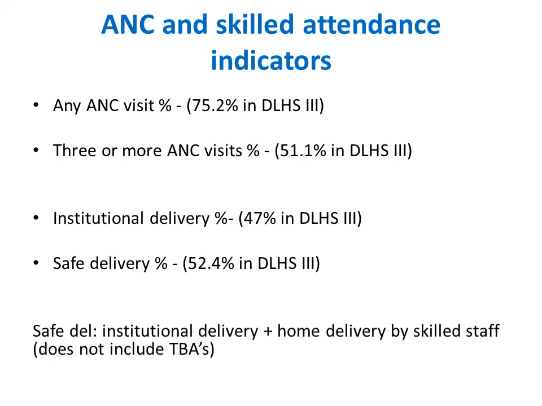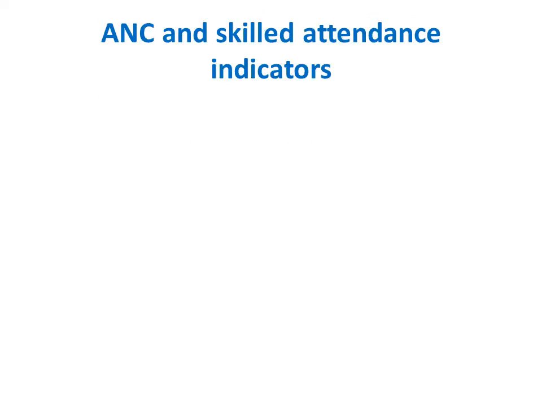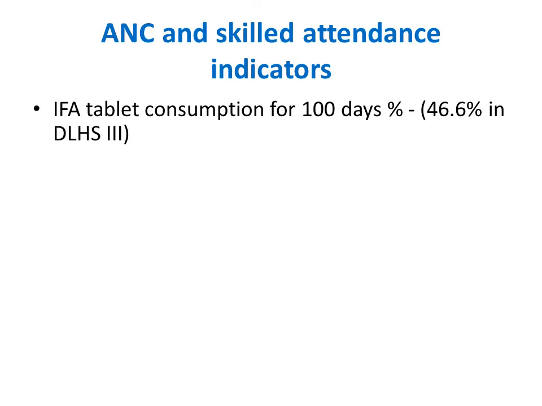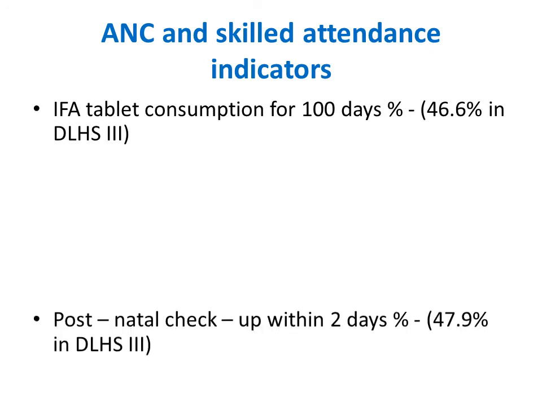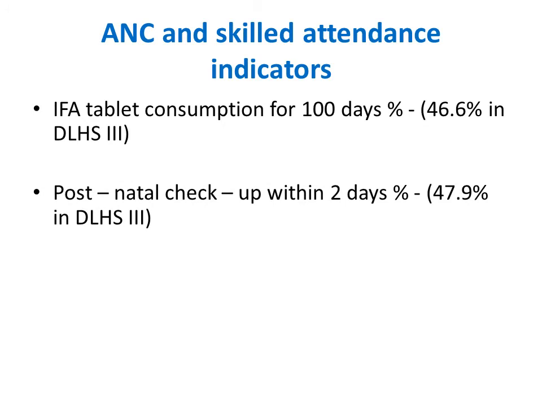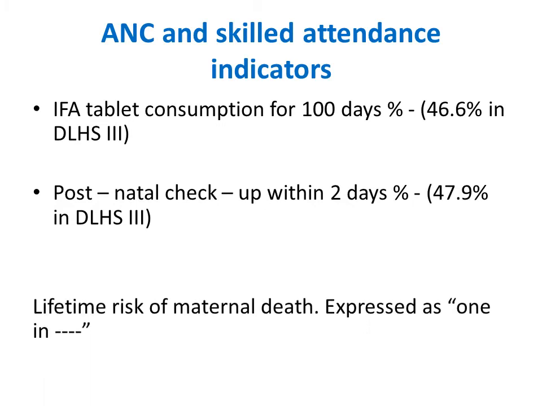Safe deliveries are deliveries which are either in an institution, or if it is a home delivery, it is conducted by skilled staff. Skilled staff means ANM or above, not dais. Even if it is a trained dai, it is not included as skilled staff. Percentage of pregnant women who have consumed IFA tablets for 100 days. Percentage of postnatal women who have received a postnatal checkup within 2 days, and calculation of lifetime risk of maternal death. It's a statistical calculation and expressed as 1 in 100, 1 in 20, 1 in 60, like that.